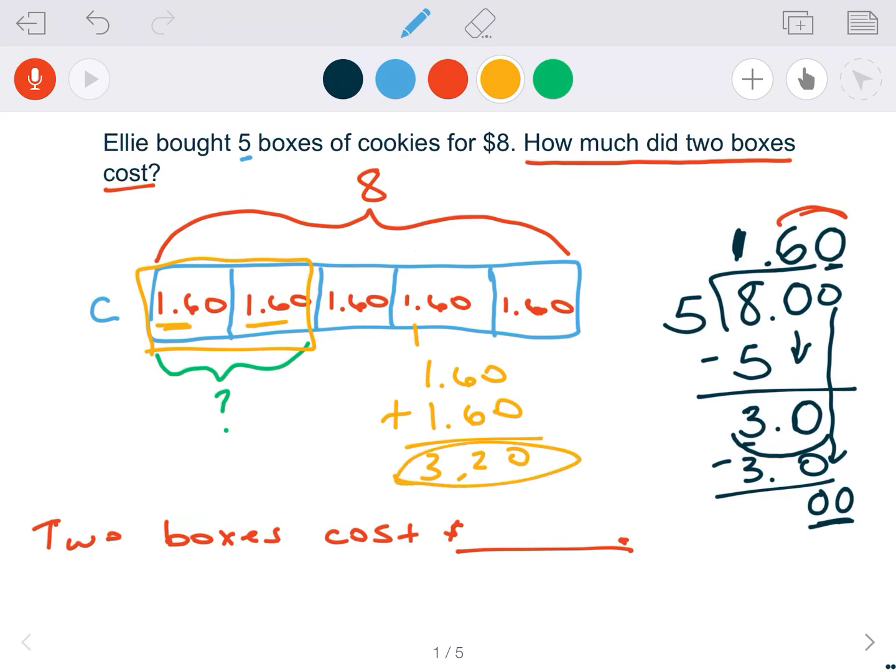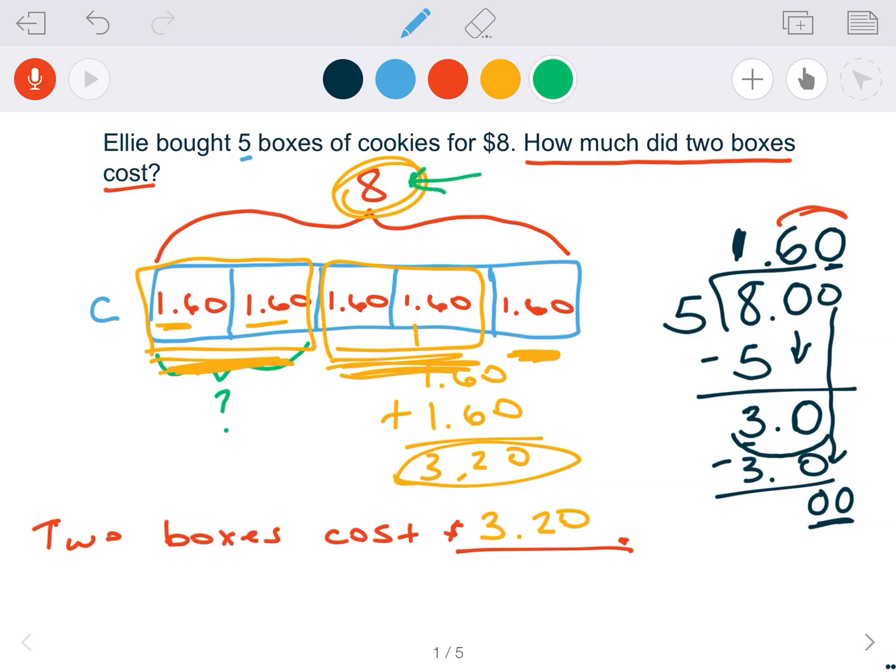$3.20. In order to check this, you could do it a few different ways. You could say, well, this is $3.20. That means 2 more boxes would be $3.20, and then $1.60 more. So $3.20 plus $3.20 plus $1.60 should equal $8. You could also start with your whole, your $8, and subtract $1.60, minus $3.20, minus $3.20, and you should end up with 0.